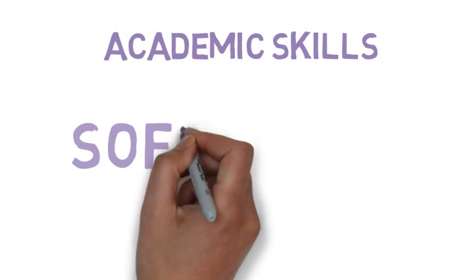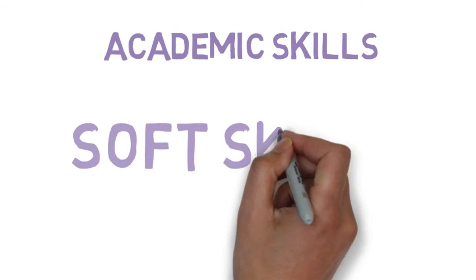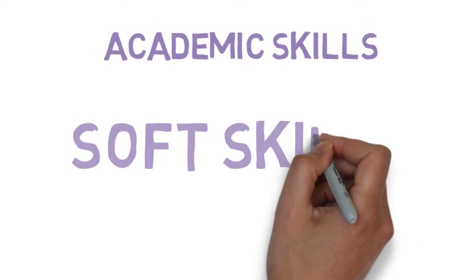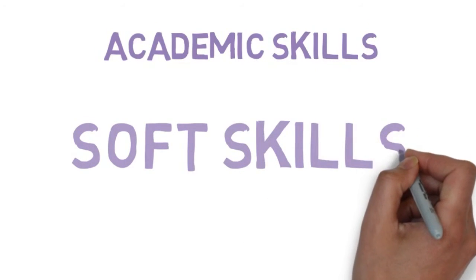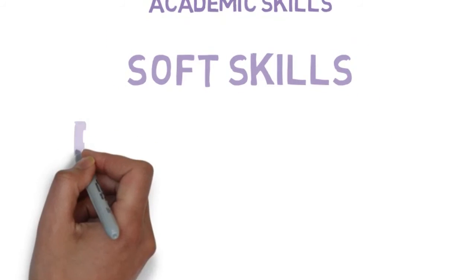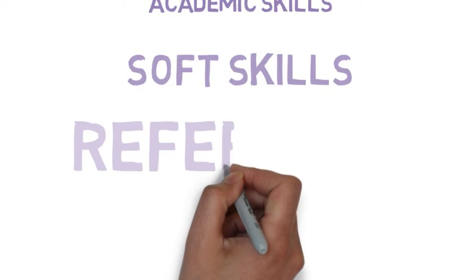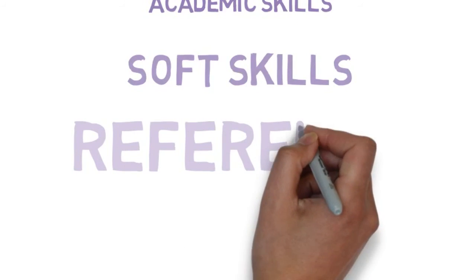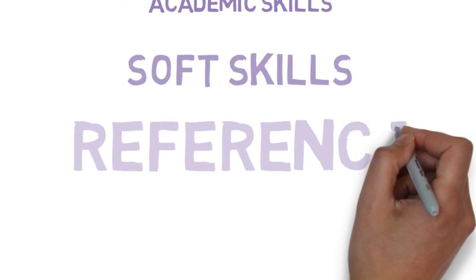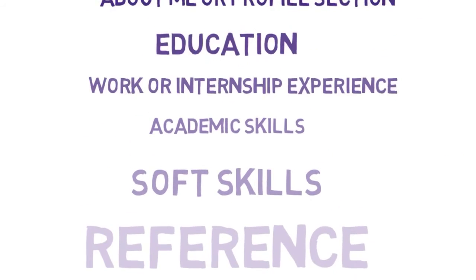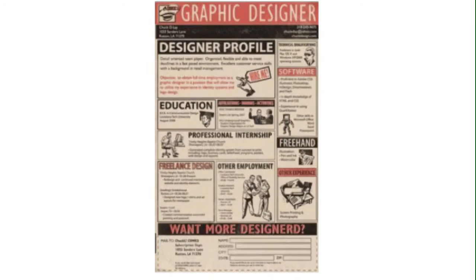5. Soft skills. These are skills that are not academically gained. For example, the way you relate with people. 6. The reference list. These are the contact details of all institutions or companies mentioned in the CV. And this is an example of a creative CV.